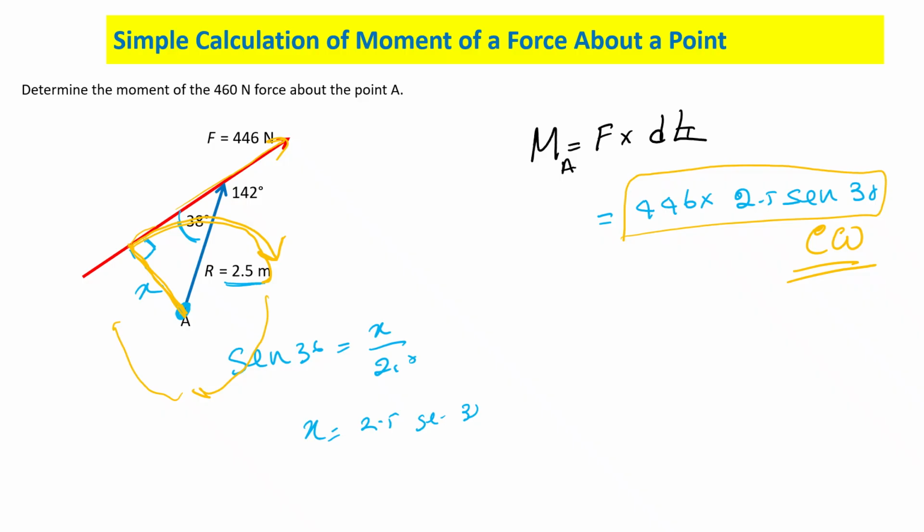Okay. What's that? 686 Newton meters in the clockwise direction. That's good. Okay. Let's see.